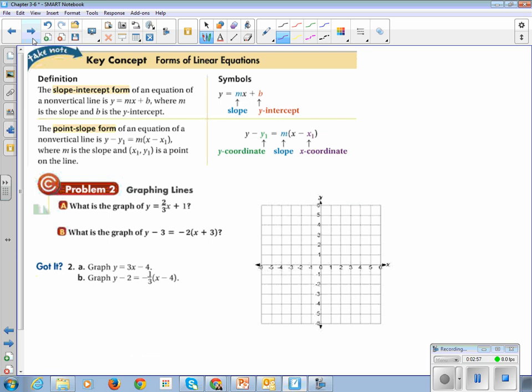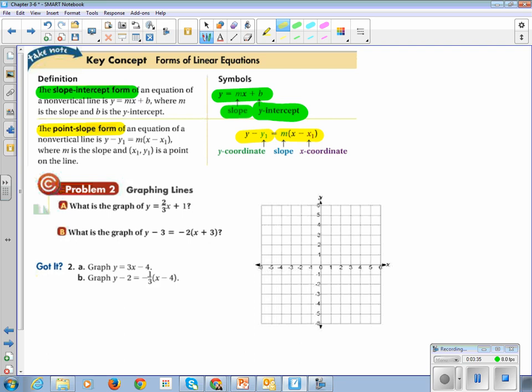There are 2 forms of linear equations we're going to be looking at. Please only write down what I highlight to save yourself some time. Slope-intercept form is y = mx + b, where m is the slope and b is the y-intercept. The point-slope form is y - y1 = m(x - x1).